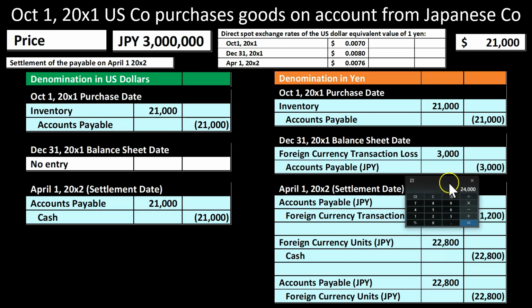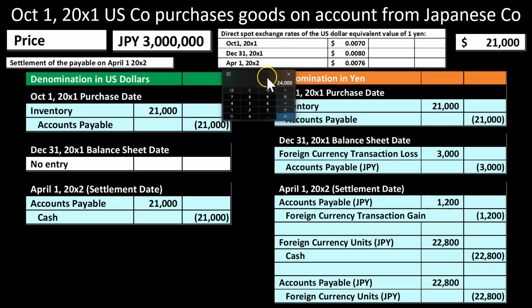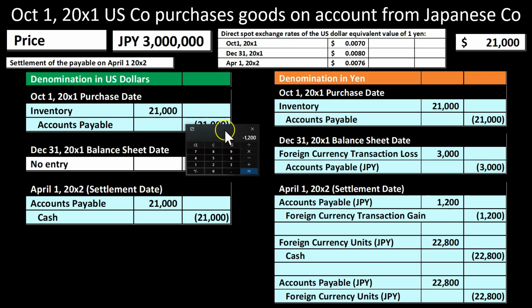to the current rate, which is going to be the spot rate at the point in time that we're going to make the payment, which is April 1st, 20x2. So to do that, we're going to say, all right, let's take that 3 million again times the current spot rate, 0.0076, which is 22.8, minus what's currently in there, the 24,000 we calculated, which was the 21 plus the 3. And so if we subtract that out, we're going to have a difference of 1,200.